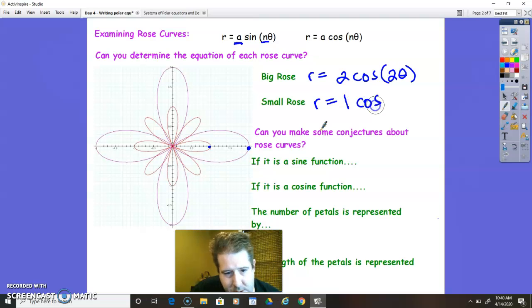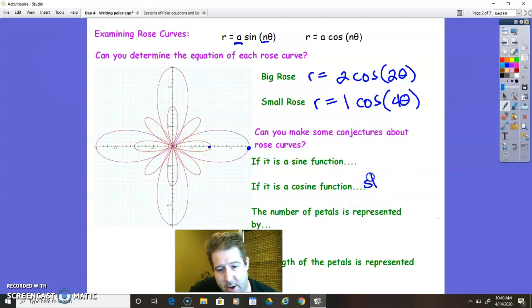This is also a cosine function because the first petal starts along the x-axis. And this one's going to be 1, 2, 3, 4, 5, 6, 7, 8 petals, so this will be 4 angle. Can you make any conjectures about rose petals? If it's a sine function, now I just kind of described to you what happens when it's a sine function. Well, it's a cosine function.